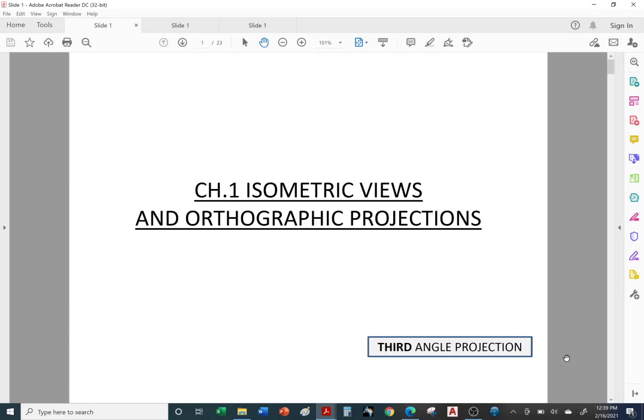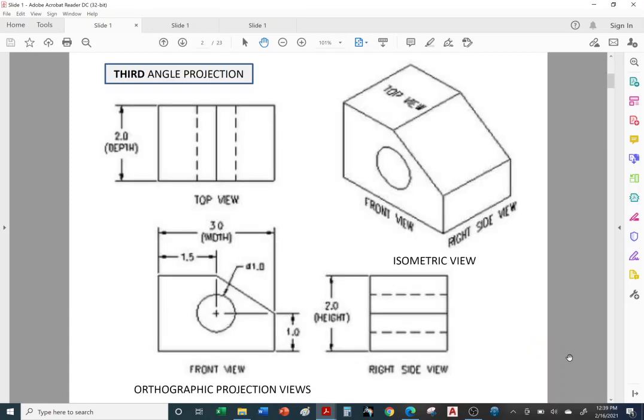So once again, if you want to learn more about isometric views, it's in your textbook. It is covered in Chapter 5 on how to sketch isometric views by hand, and also in Chapter 6 on how to create isometric views in AutoCAD. Orthographic projections are covered in Chapter 3 and on, so we're going to be constantly going over orthographic projections. All right, so let's go on to the next slide.